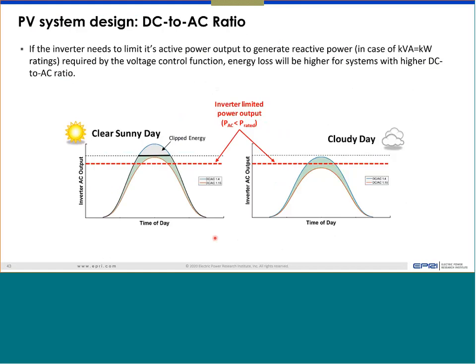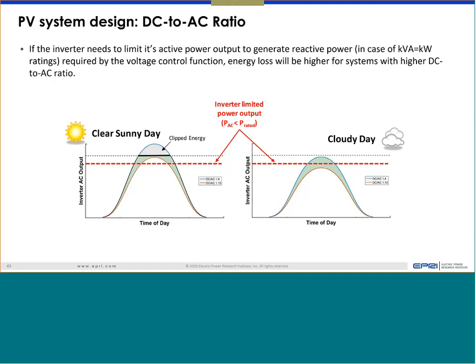Now, what is the impact of the higher DC-AC ratio? If you remember the previous slide I showed, with the low DC-AC ratio, the red curve, the orange color is the power generation. With the higher DC-AC ratio, this black one is the power generation. And at no point will the AC output exceed the rating of the inverter, so that's fine.